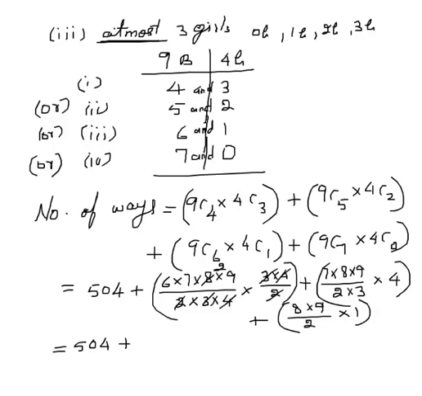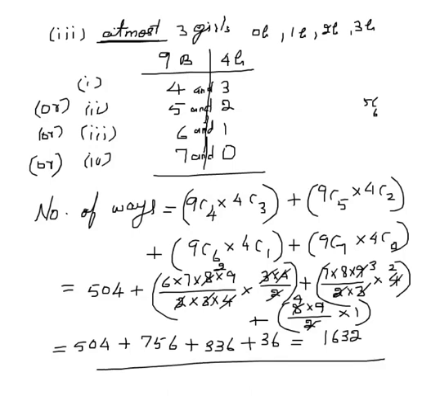And the second term is 756, plus 56 times 6, 336. And then the last term, 4 9s are 36. Add these 4 numbers. The answer is 1632.